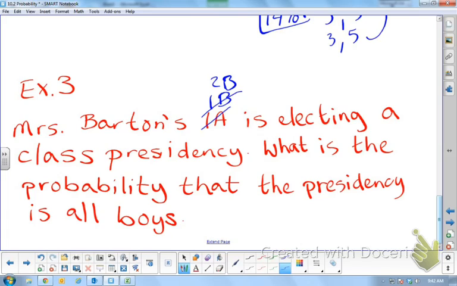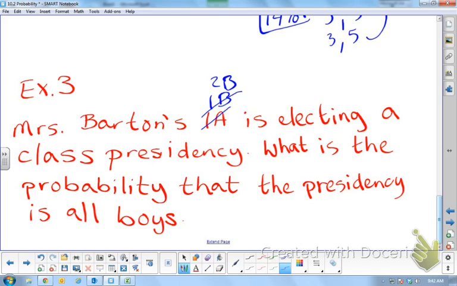But the way we figure out our total amount is different. We can't just count up how many people are in the room and put it on the bottom of our fraction, because we're not using everyone in this room. How many people are we picking out of? I would say 3. We're going to do president, vice president, and secretary. We're just going to have 3 for our presidency. So we're picking 3 people out of all the people in the room.